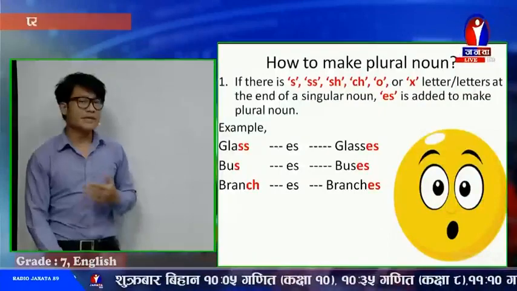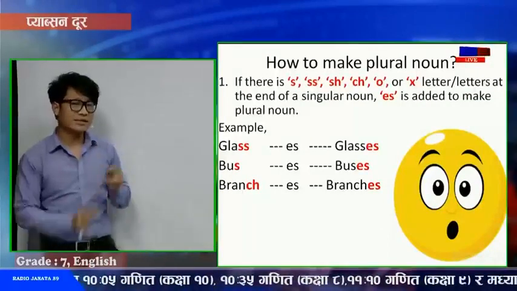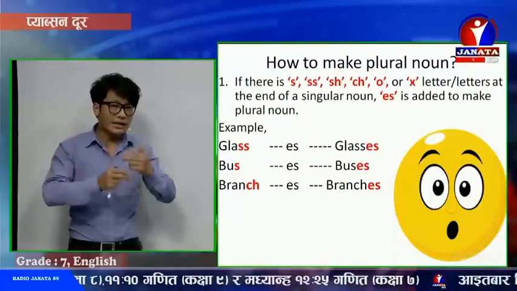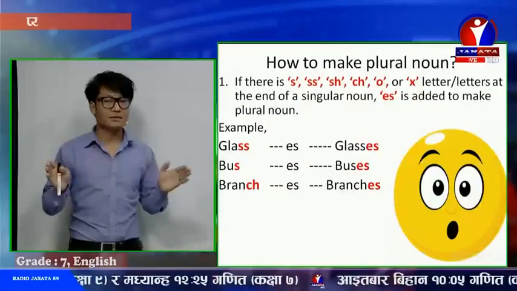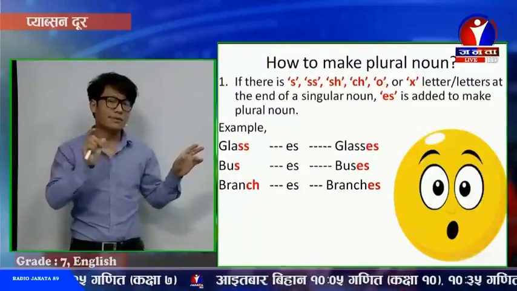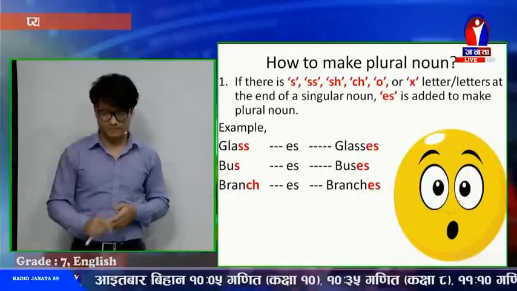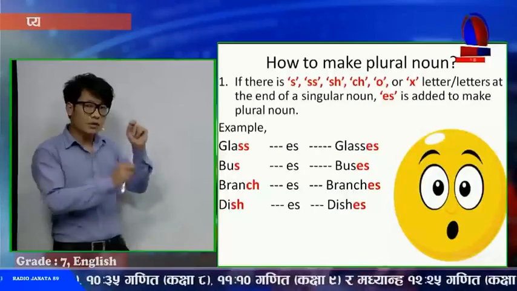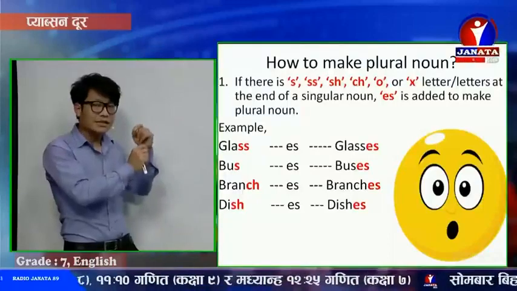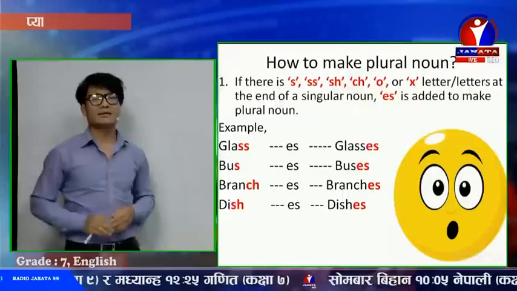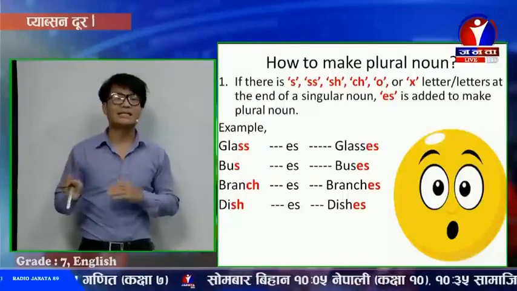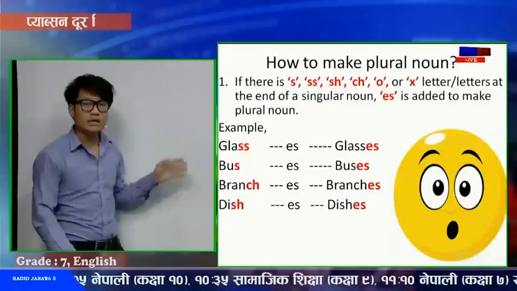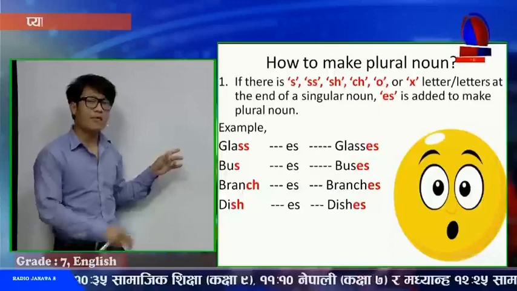Next is branch. We add es and it becomes branches. Branch is a singular countable noun and branches is a plural noun. Next is dish. You can see the sh letters, and now we add es and it becomes dishes. So this is the way we change singular countable noun into plural.